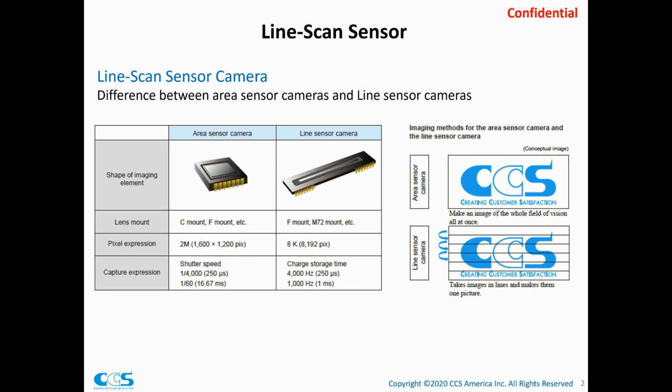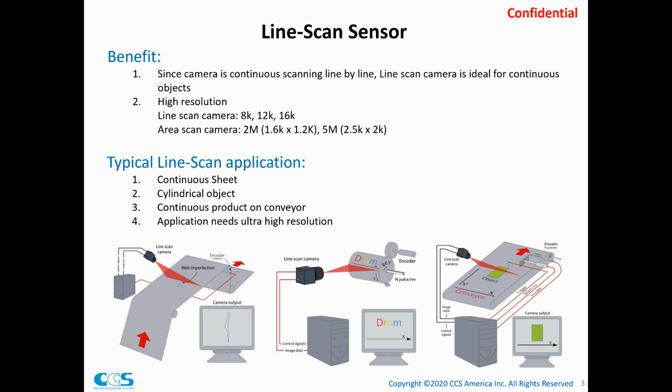So now we know the difference between the line scan and area scan. Next step, let's see what is the benefit of line scan camera and when should we use them. The benefit is actually connecting to the difference too. First, since the camera is continuously scanning line by line, line scan camera is really good for the continuous object. For example, some continuous sheet like some plastic film.